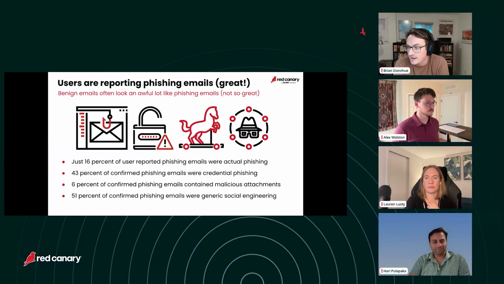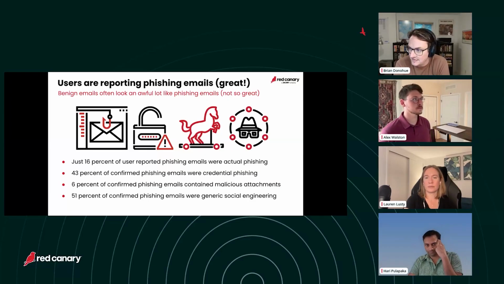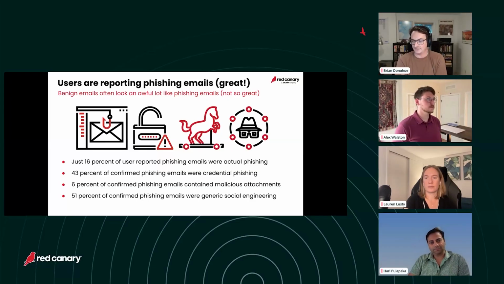Within the subset of emails that were confirmed to be phishing, 43% were credential phishing, so a lot of them are going after legitimate account access. Only 6% contained malicious attachments, so directly delivering malware. And 51% of those phishing emails were generic social engineering, which is a catch-all term for a wide variety of things that might be occurring there.